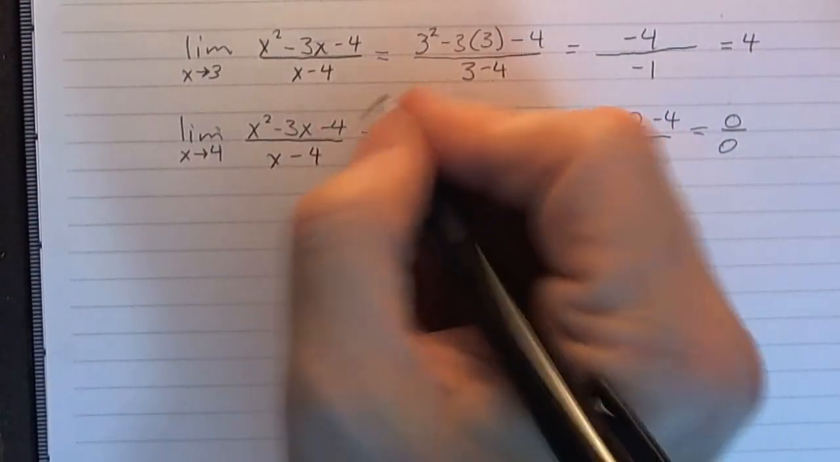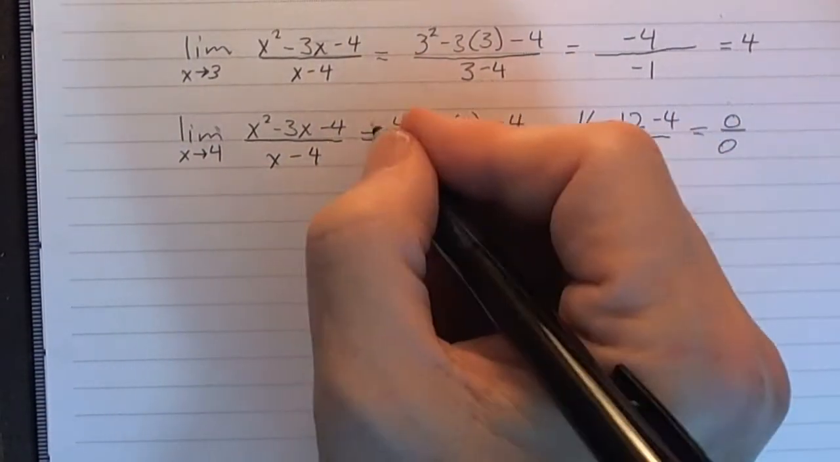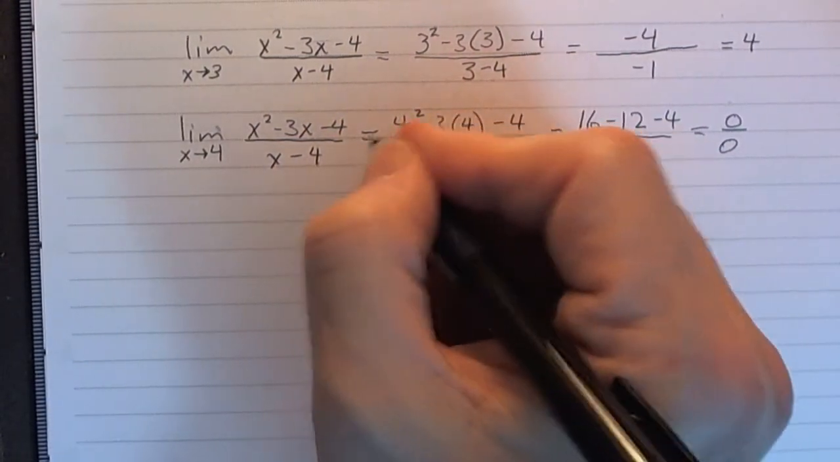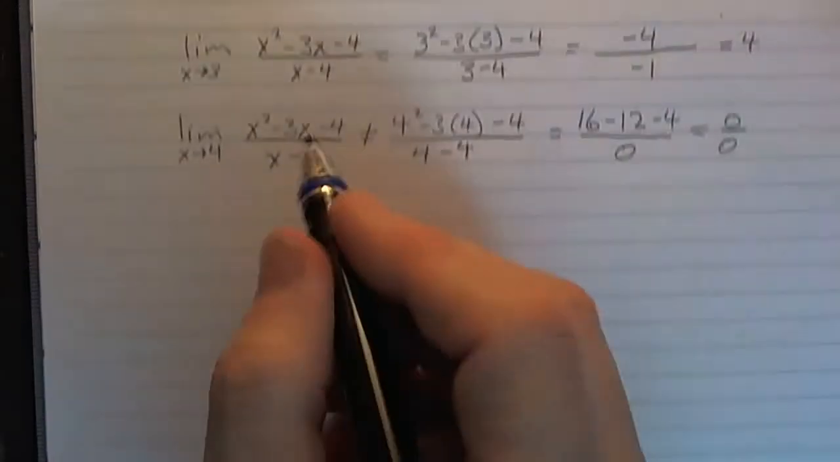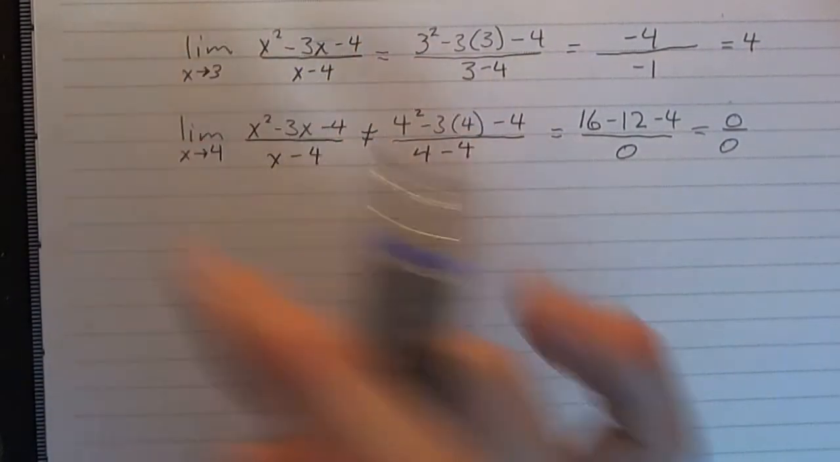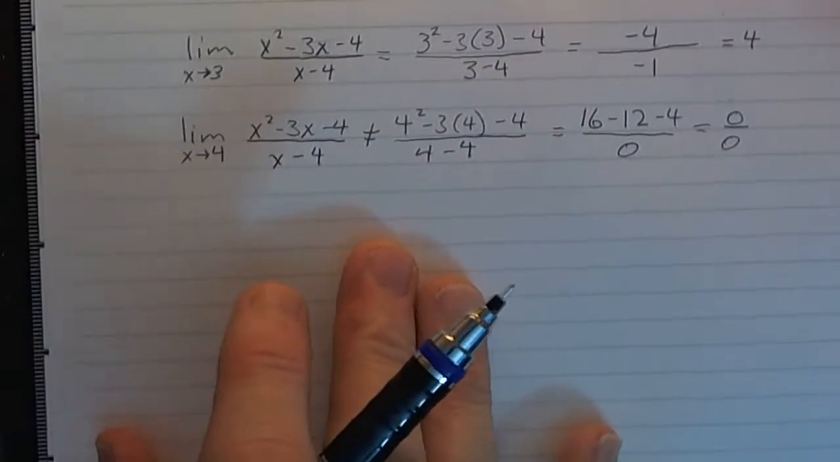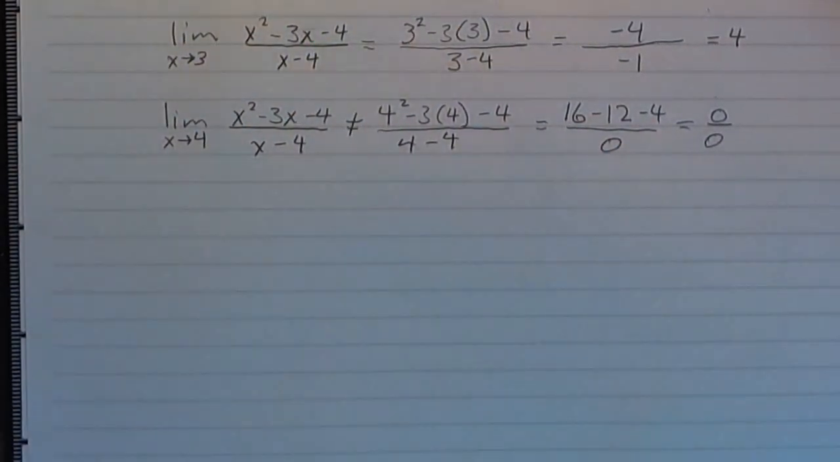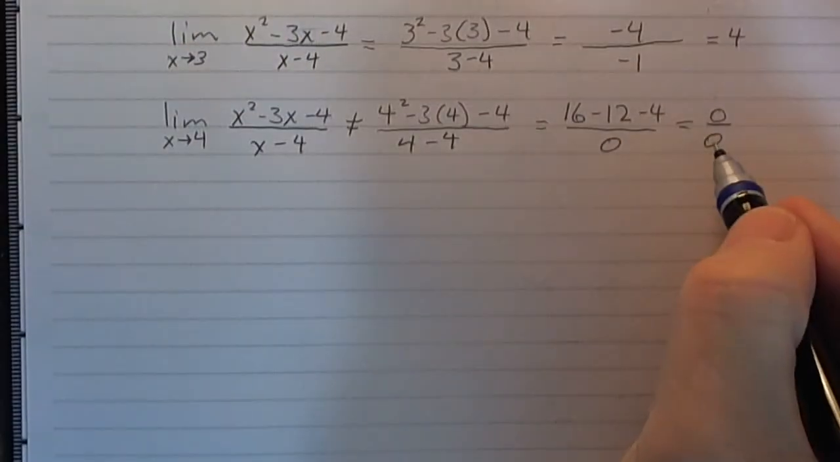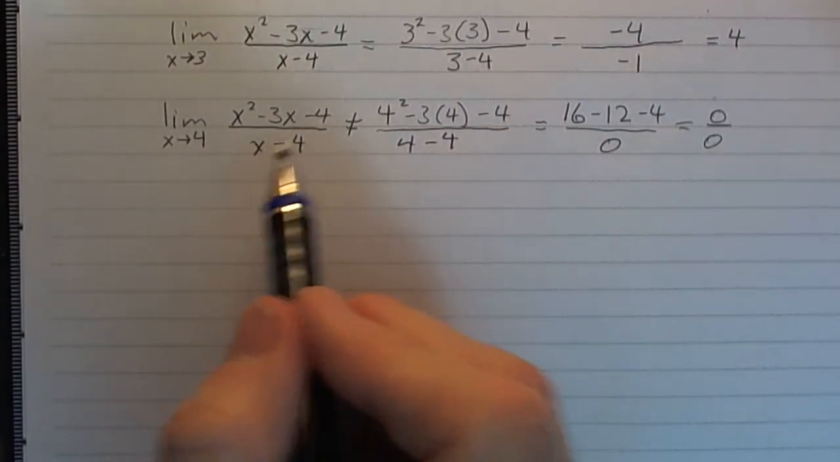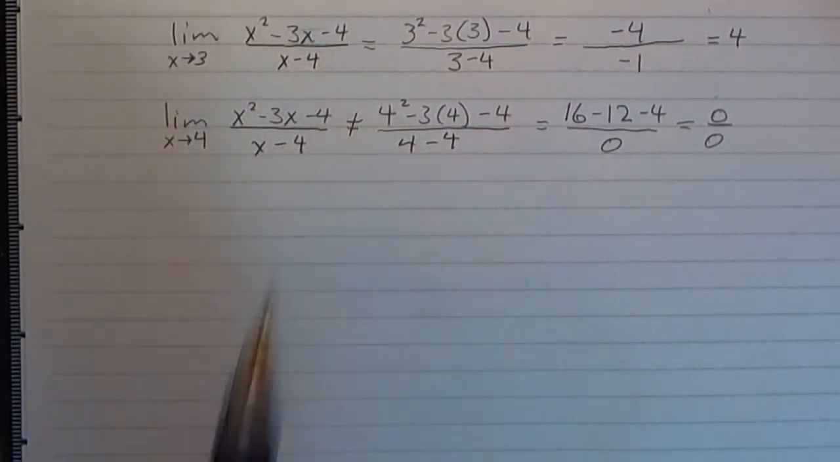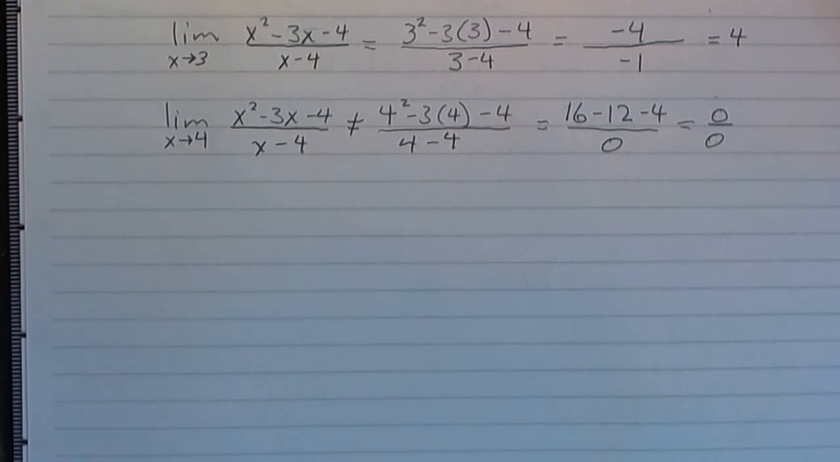Now, this limit right here, I said equals, but no, it doesn't. So I'm going to put not equals, because I can't find this limit just by plugging in. Now, here's what happens. Whenever you try this plugging in thing and you get a 0 over 0, that's an indication that you have some work to do. It doesn't tell you this limit doesn't exist. It tells you, okay, you've got to do a little bit more work and then try plugging in.